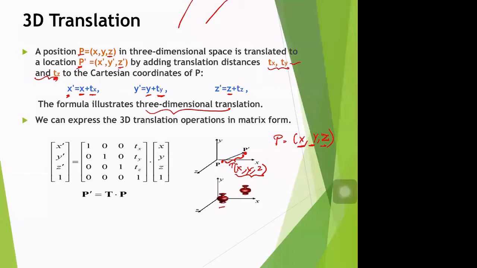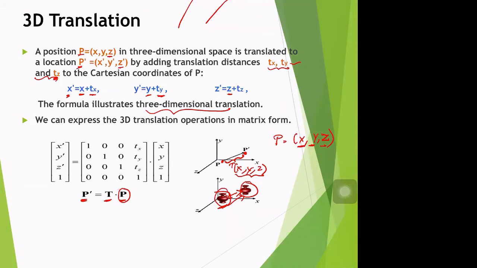Now you can see an object here very clearly. The object is here, the initial point. It has moved to P dash, a new point. What is the distance that it has traveled? This distance is T. If I add that to my current object, I get the position of the new place where the object must be placed. So my general formula will be P dash is equal to T into P.